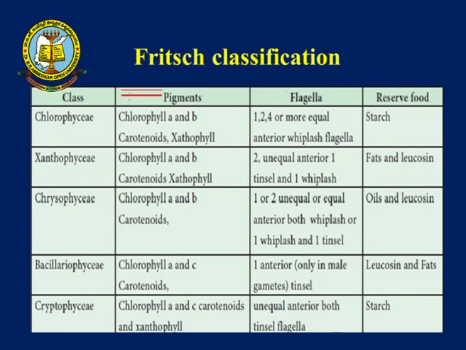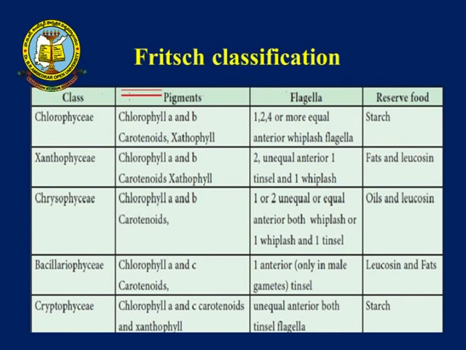First, the Chlorophyceae, the main pigments. I already told you the criteria for classification: pigments, flagella, reserve food material. For Chlorophyceae, the main pigments are chlorophyll A and B, carotenoids and xanthophylls. In flagella, 1 or 2 or 4 or more equal flagella are present at the anterior side, and both whiplash and tinsel types of flagella are present, and the reserve food material is starch.